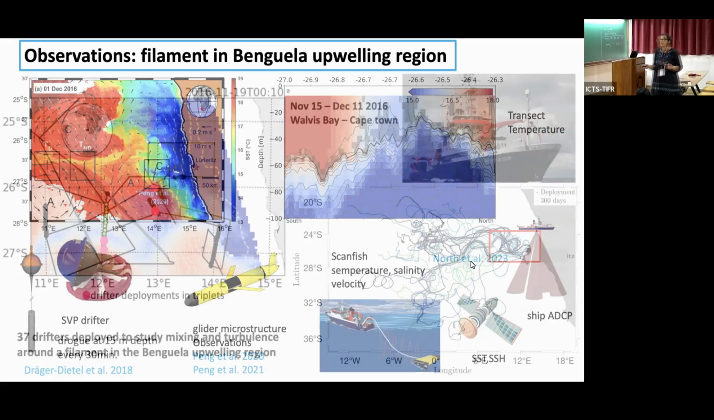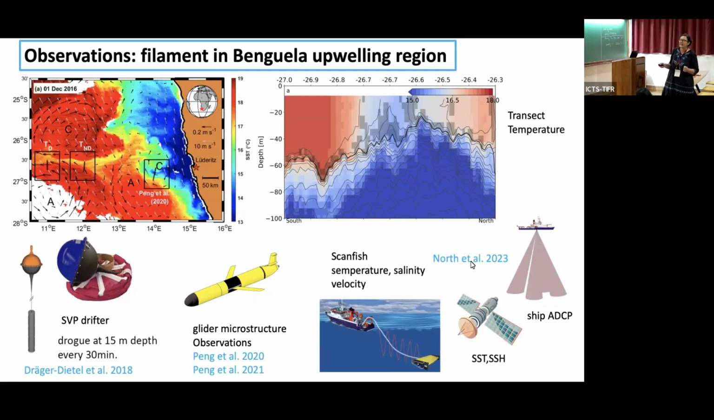Here you see the filament again at a somewhat higher resolution from a satellite image. Sometimes it's hard to get these satellite images because of clouds, but this was a cloud-free day, so it has a nice picture of the filament. And here you also have eddies shown from SSH data. You see these 2 counter-rotating eddies that were responsible for drawing out this filament.